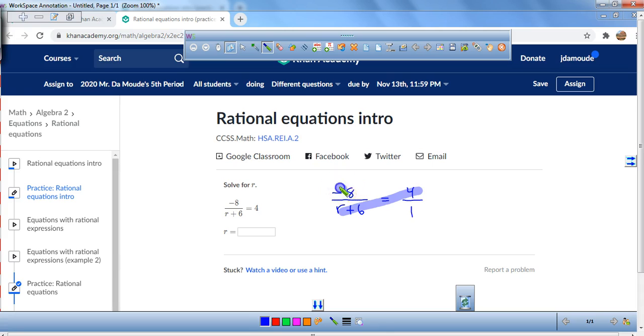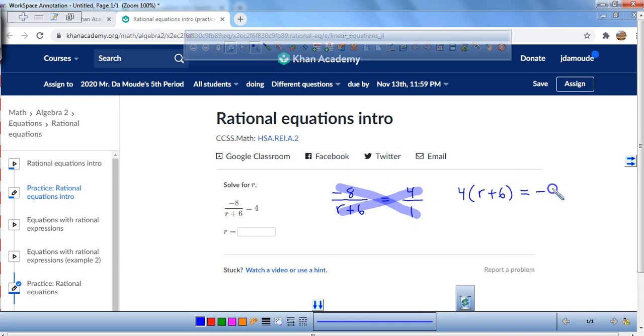Now you can do negative 8 times 1, or you can do 4 times the sum of r and 6. So I'm just going to do 4 times the sum of r and 6, and we're going to set that equal to negative 8 times 1, which is negative 8. We'll go ahead and distribute. We get 4r plus 24 equals negative 8. And then you're just going to subtract 24 from both sides.